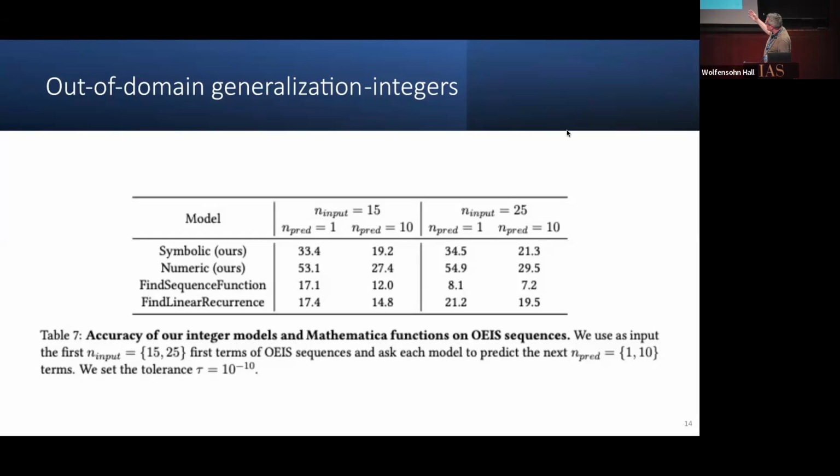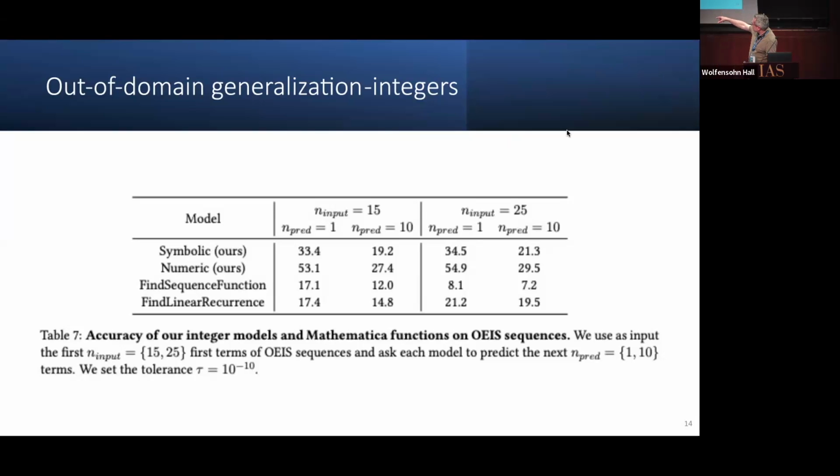for those OEIS sequences. So the performance drops. That's normal. The model is trained on recurrences and you test it on things which are not recurrences. You've got to expect some kind of failure, but still 33% correct prediction is not bad, at least for us. The numeric model works better than the symbolic model in this case, because I believe looking for a recurrence doesn't help for some of those sequences.